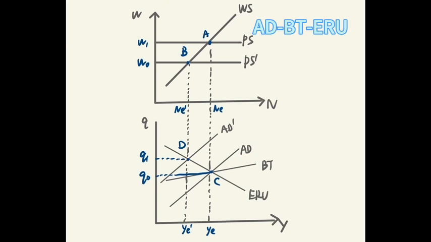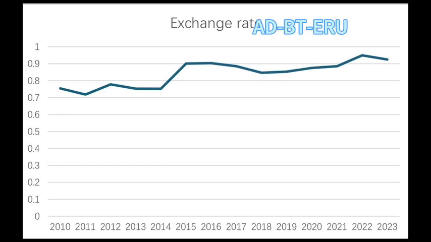Through this model, we can see that negative total demand will lead to a decrease in wages, an increase in unemployment, a depreciation of the exchange rate, and a decrease in output, with BT improving. According to Figure 3, we can see that the exchange rate in Italy has been rising in the past decade, which verifies our previous analysis.